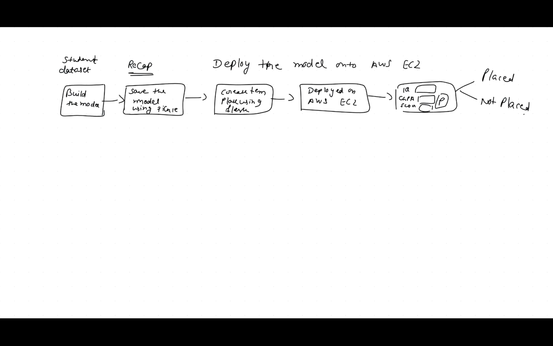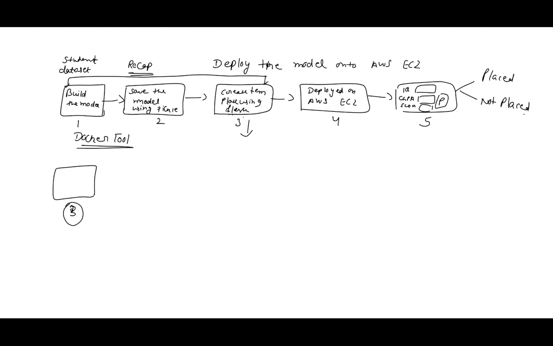Today we are not going to do these first three steps, so I am going to skip them, because today's video is an extension of that video, and I already have my project directory with me. We will move on from here. Today we are going to use the Docker tool. So we will start from here. This is the first step, second, third, fourth, and fifth. So we will start with the third step. This is the project directory we have.